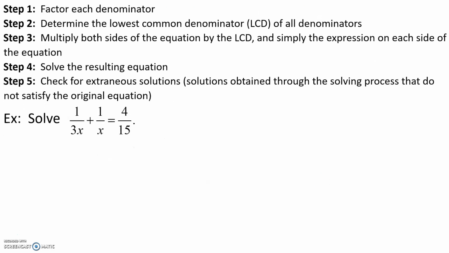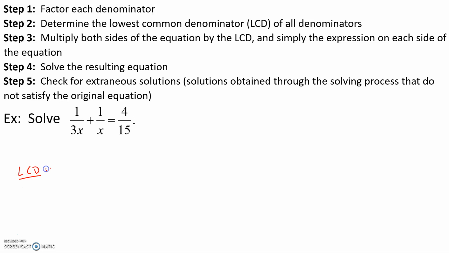Okay, our first example, we want to solve this following rational equation. First off, we know it's an equation because of the equal sign, and we know it's rational because of the fractions. So step 1, factor each denominator. 3x, x, and 15 are all factored already, so we can't really do anything more with those. Step 2, determine the lowest common denominator, LCD, of all denominators.